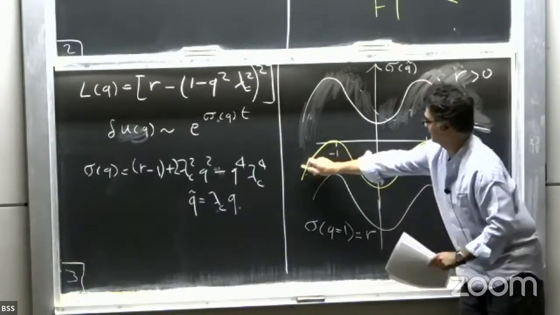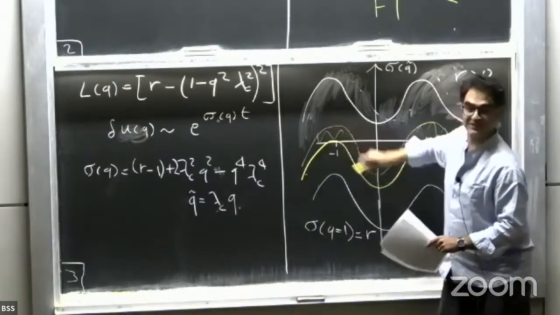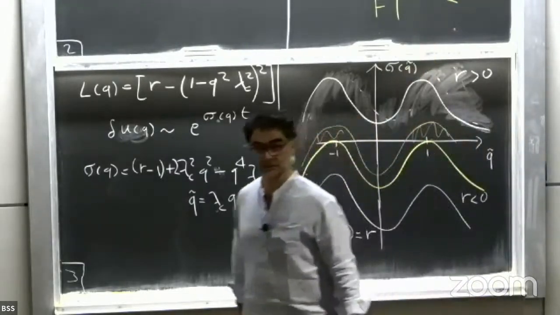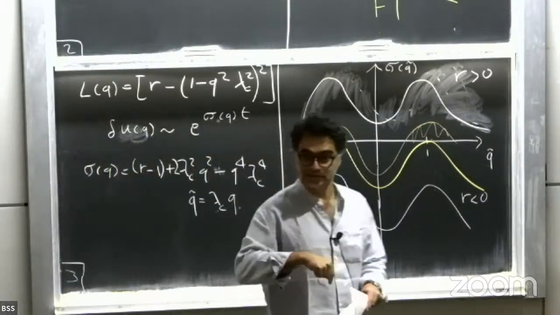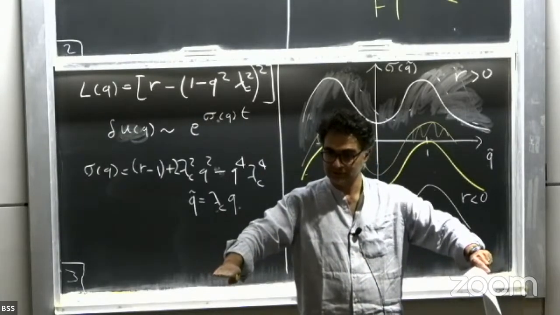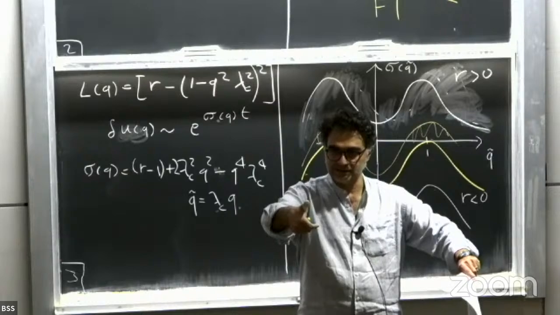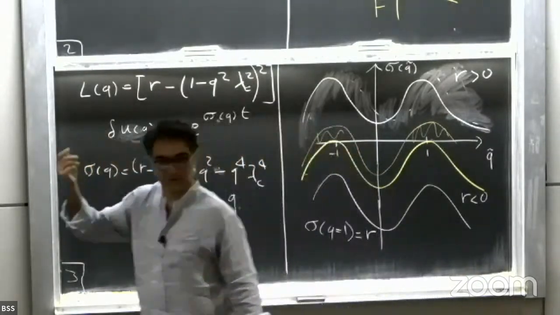Then above it, you will have all of these modes that are going to grow and explode. So what we learned from this exercise is that as long as r is less than 0, the u equals 0 solution is stable. When r becomes greater than 0, there must be another solution. Think about the Ising model and what we were doing before.